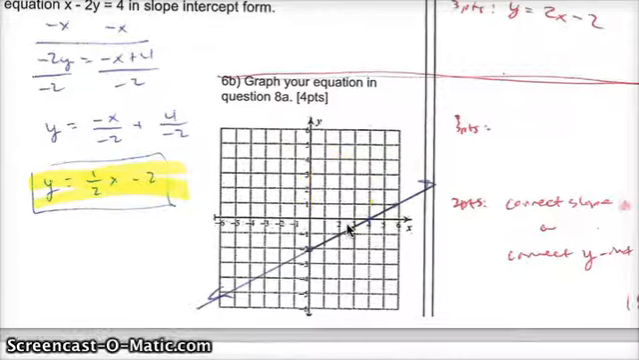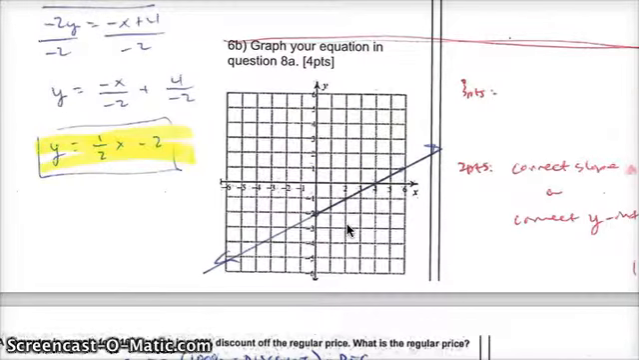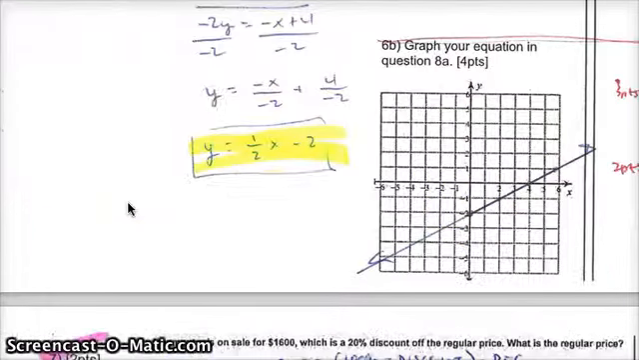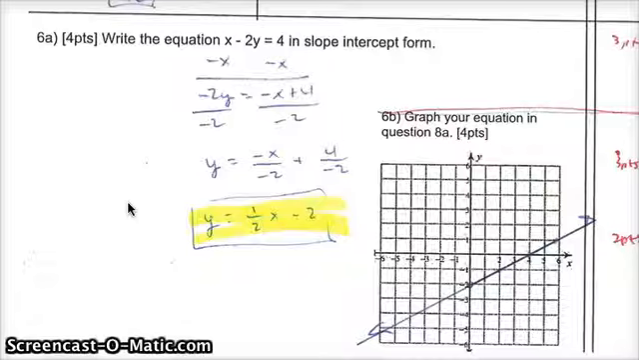For 6b, if you are getting a correct slope, meaning you're getting up 1, right 2, I'm giving you 2 points. Or if you had a point on negative 2 where you know where the y-intercept is. If I'm going too fast, I'm going to upload the video and you can watch it tonight.